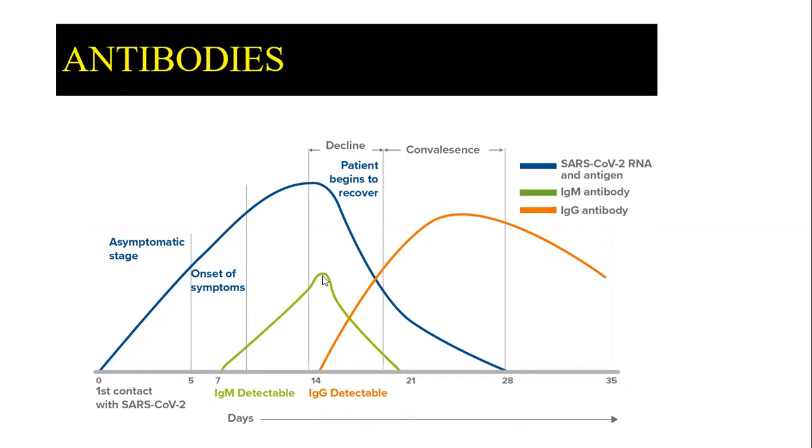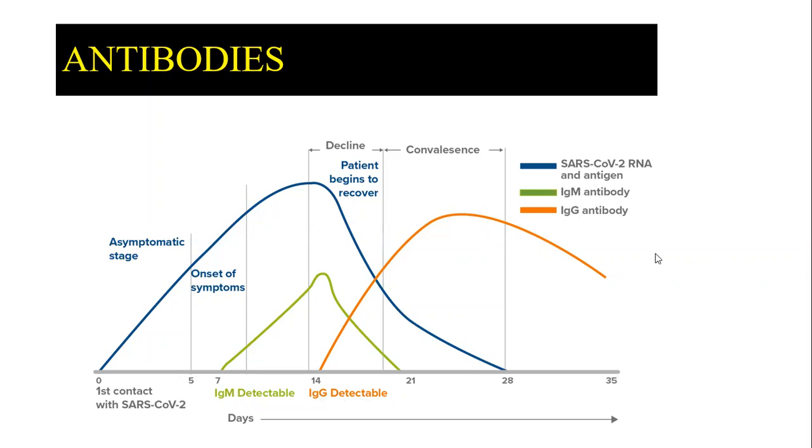IgM will be detected at the 7th day. After 14 days, the IgG antibody will be detected. So at the asymptomatic stage we detect the antigen and RNA, then IgM after 7 days, and after 14 days IgG antibody will be detected.